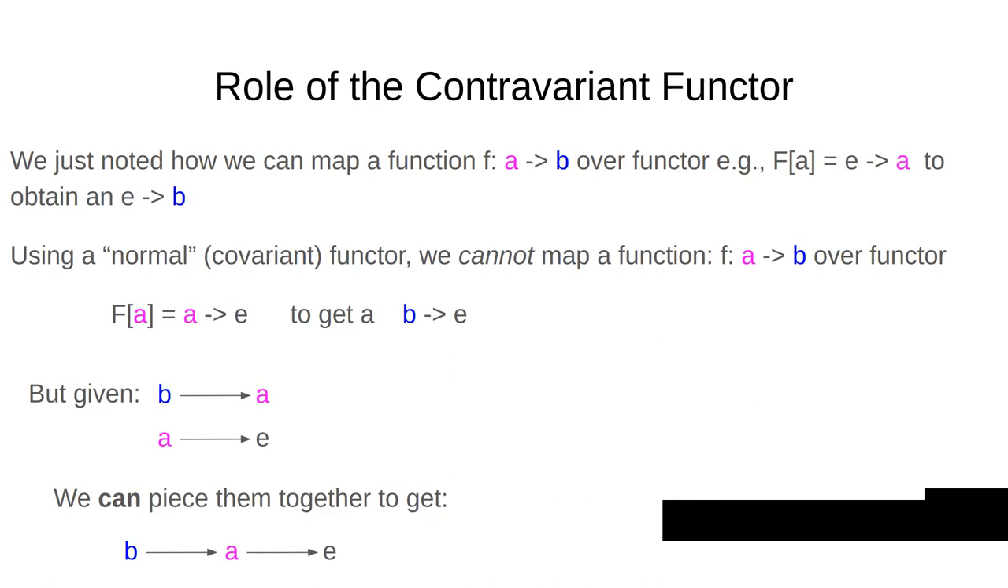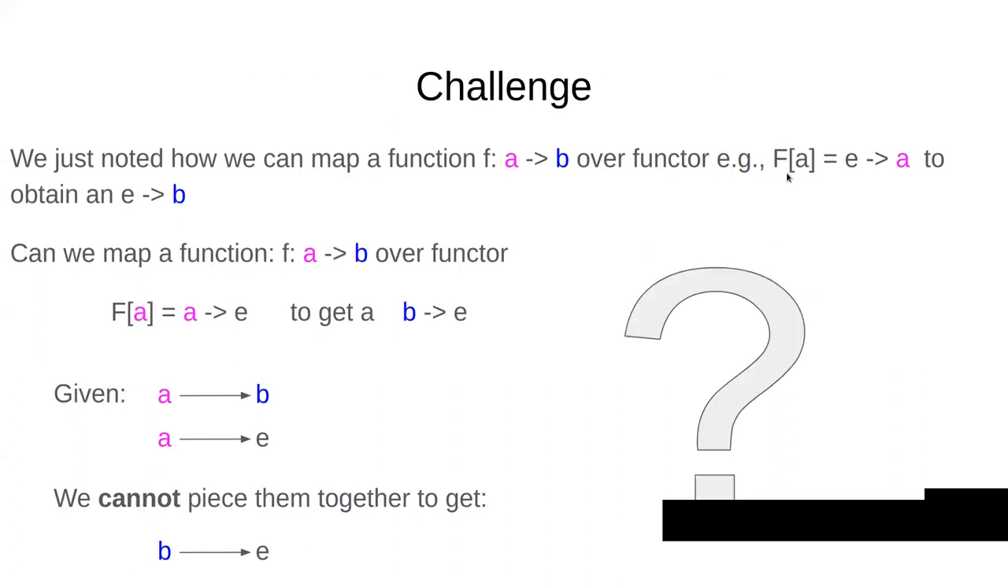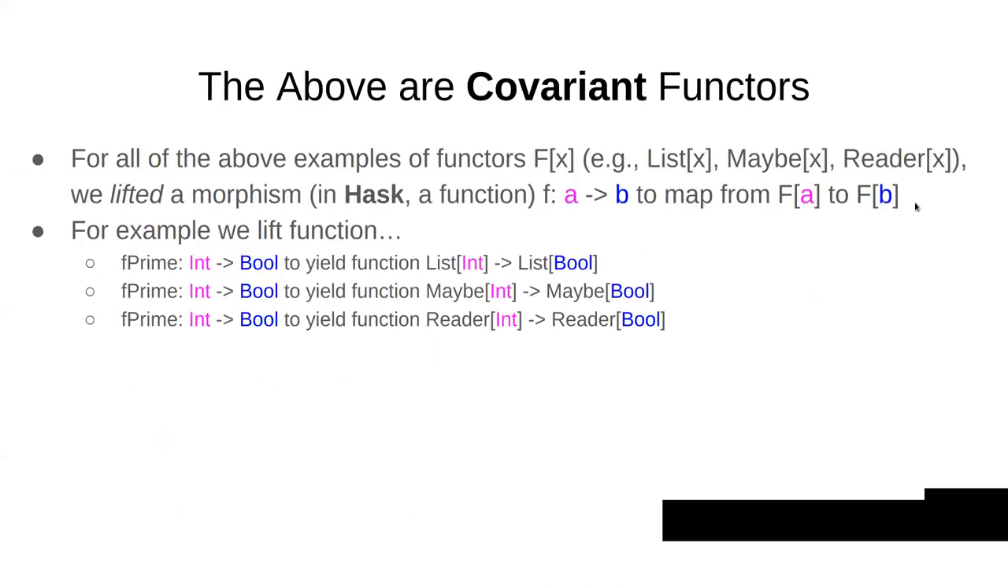But this is where contravariant functors come in. They require a different handling. Using normal mapping, we can't fit these together. But what we can do is have a different variant of it. How does that work? Well, instead of having a function A to B, we could have a function B to A. Now that sounds backwards. We want to map an F of A to an F of B.